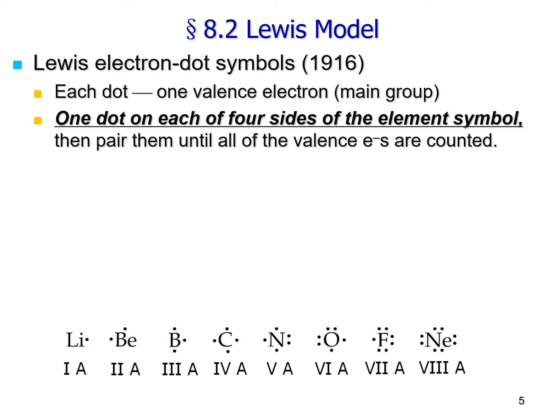And here in the Lewis dot model, those valence electrons pretty much behave the same way. Only this time, it's going to be 4 unpaired dots before they pair, because each element symbol has 4 sides, right? And each side will have 1 dot. And from nitrogen, 5A, 5 valence electrons, the first 4 will go each side, and the 5th one has nowhere else to go but pairing.